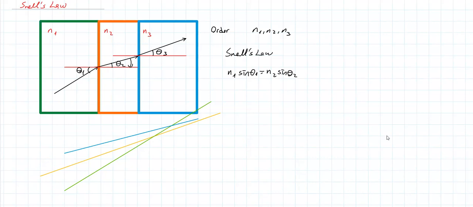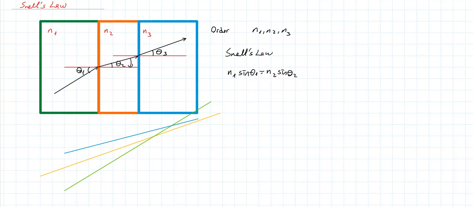In this problem, there are three media, as you can see, with different refractive indices. And the problem asks us to compare the refractive indices. For this, I will only use Snell's law. As you can see here, you already know Snell's law: n1 sine theta 1 equals n2 sine theta 2.